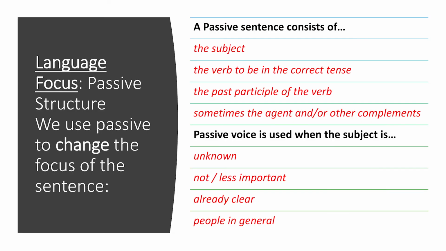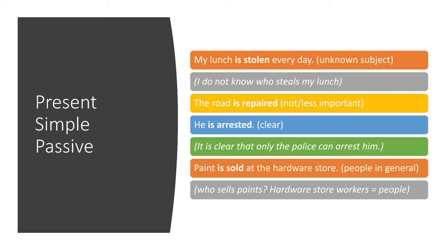Okay. In the previous slide, we have used passive structure. Why do we use passive voice, or when do we use it? We use passive voice when the subject is unknown. For example, my lunch is stolen every day. Somebody steals my lunch, but I don't know who steals it. In this sentence, the word lunch is more important than the word somebody. So it's better to use present passive for the sentence.